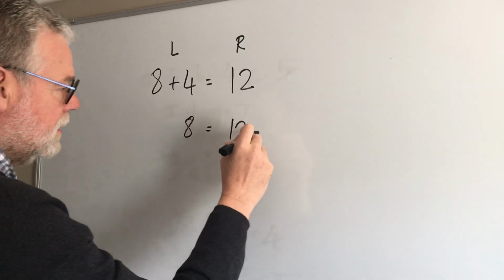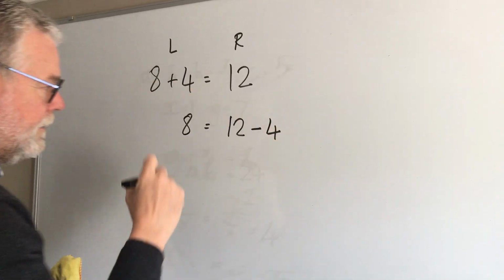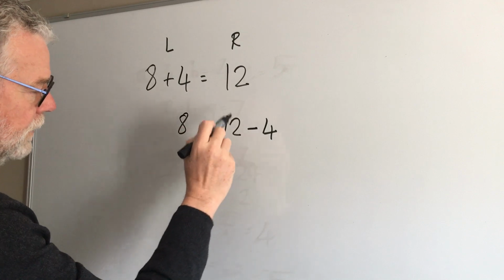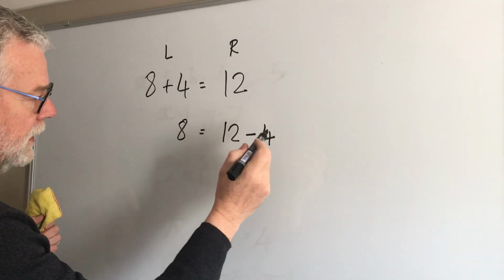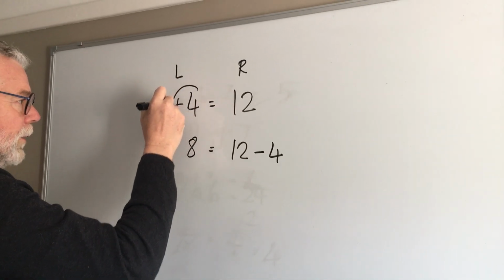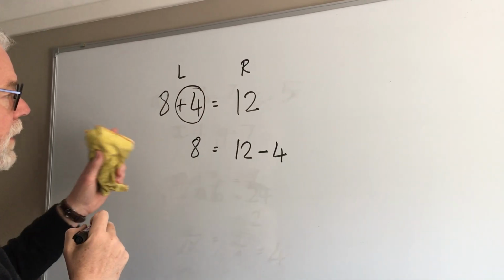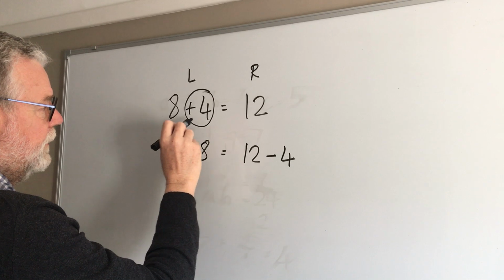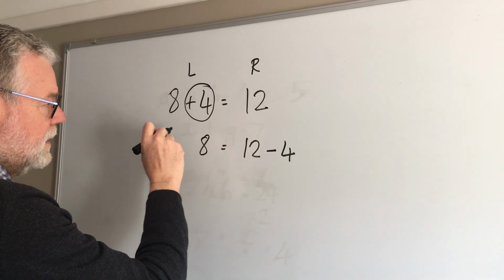So notice what we can do. If I put it there, 8 equals 12 take away 4. 12 take away 4 is 8. Well, we know it's balanced now. And notice what's happened. On the left-hand side of our equation, the number 4 is serving as to add.